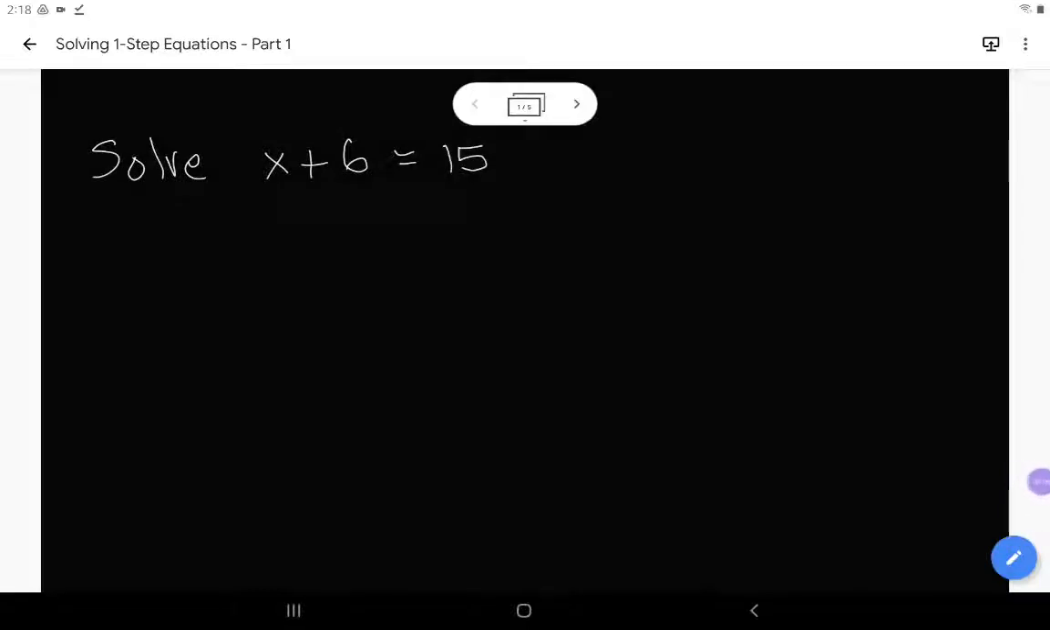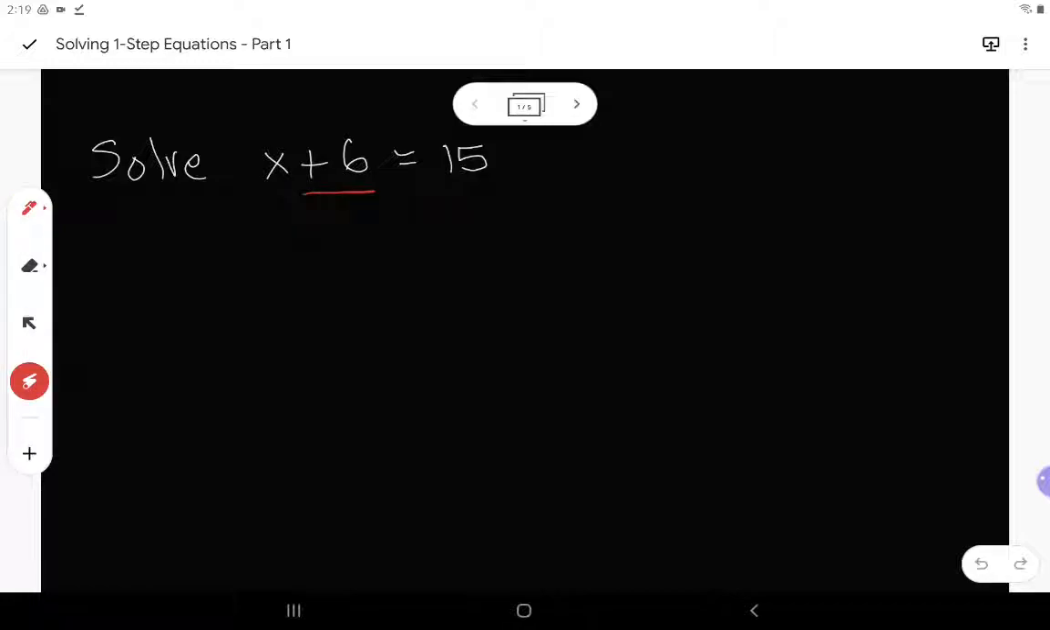Similar to the modeling, on the models I always made sure that I did the same thing to both sides. And I really want to make sure that I'm doing the exact same type of thing when I'm solving it algebraically. So this one says x plus 6 is equal to 15. And so that means I take my variable and I add 6 to it, and I'm going to get the number 15. So I take some number I don't know.